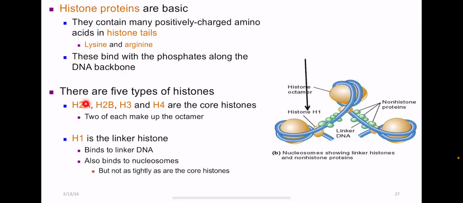As I said, besides the 4 histone proteins that form the octamer, there's another one called H1, and the H1 plays a role as a linker histone. So this would be the linker histone, this one, trying to connect different nucleosomes.